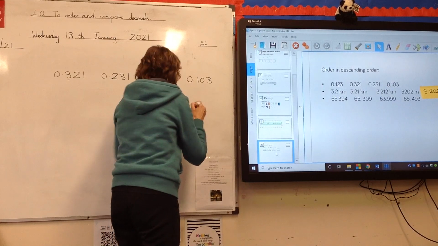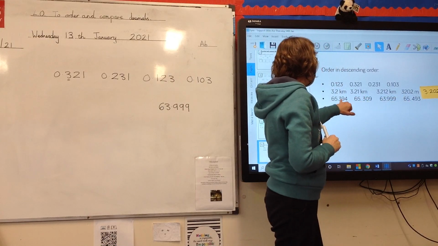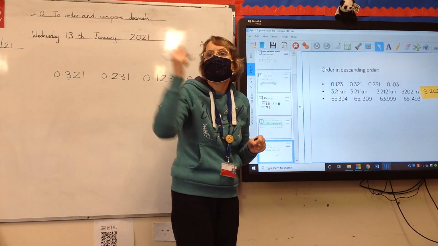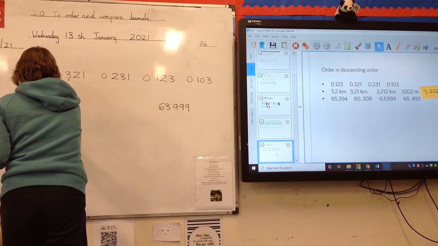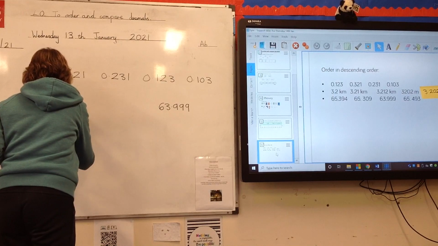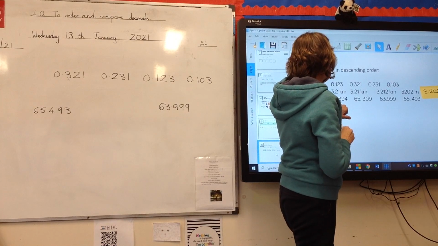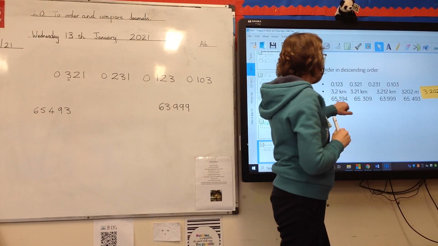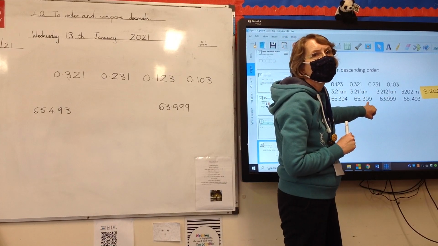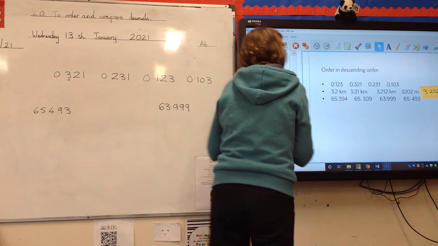Right. So we've got to find the largest now. We've got 65, 65, 65. 3 tenths, 3 tenths, and 4 tenths. So which one is the largest? 65.494. Good. And then we've just got to separate out the middle two. We've got 65 and we've got 3 tenths, 3 tenths. But then in this one we've got 9 hundredths, and in that one we've got no hundredths. So which one is the largest? Is it 65.394? Good, well done. The 9 hundredths.